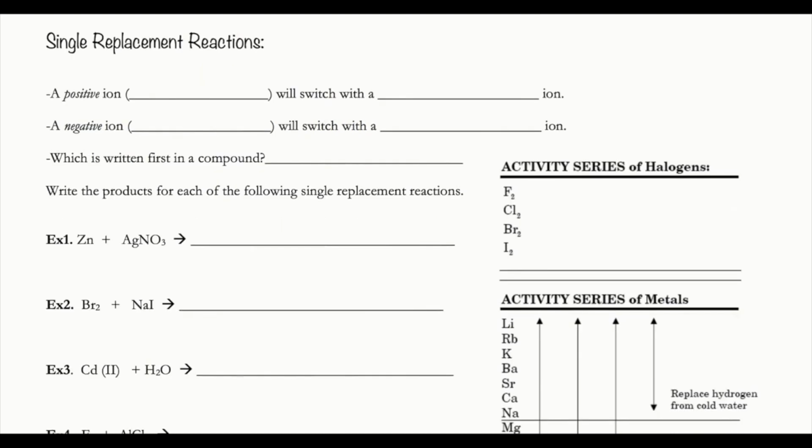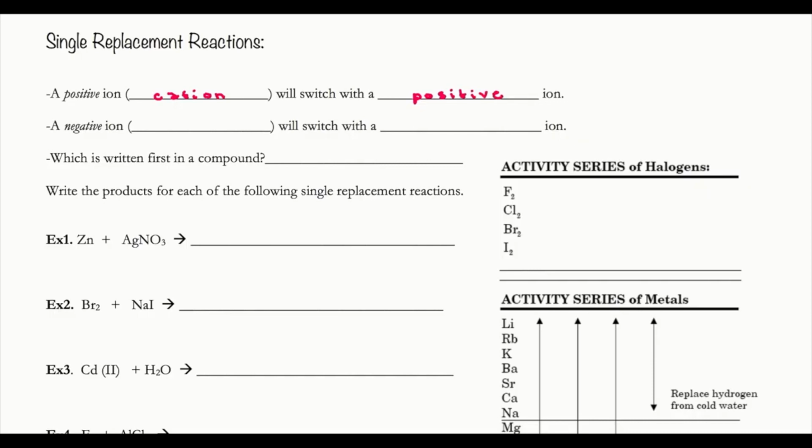Well, in a single replacement reaction, a positive ion, which is called a cation, and yes, this is going to be corny, but this will help you remember it. A cation is positively charged, like the paw in a cat, all right? So a cation, a positive ion, will switch with another cation, with another positive ion. Okay, and I'll explain what that means in just one second, okay?